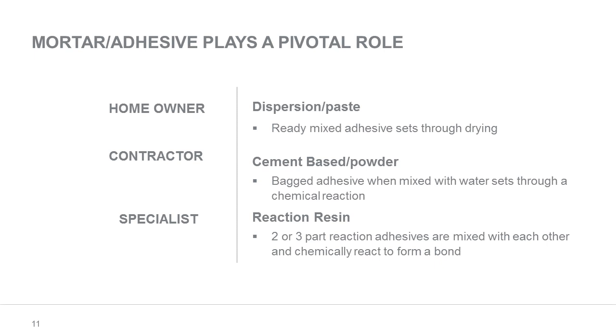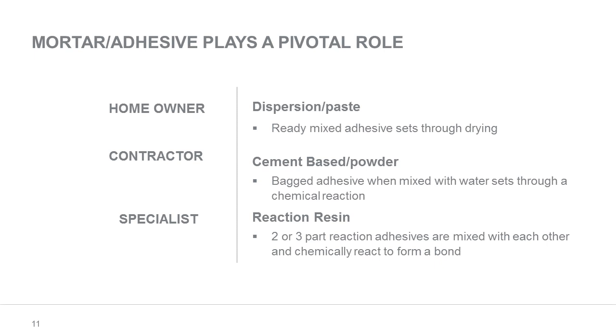A dispersion, otherwise called a ready mixed or paste adhesive, is for wall use and found most commonly in DIY and domestic tiling markets. They need to dry to develop adhesion. Cement-based adhesives are commonly used in the contract market for both wall and floor tiling. These bagged adhesives are mixed with water to form a mortar, which sets and hardens.